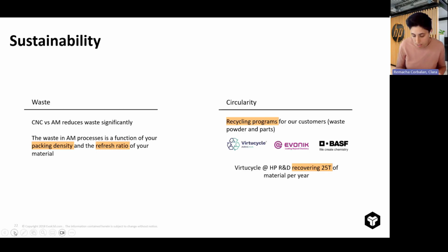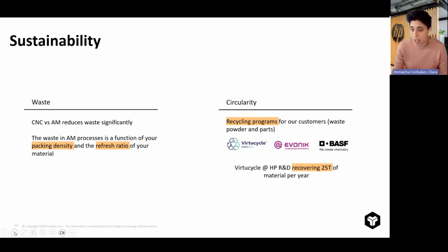Once you have fixed that, if you end up generating some waste in terms of powder that you cannot reuse, I also wanted to touch on the recycling programs that we are using. We are working with the main material suppliers, Arkema, Evonik, and BASF, and basically what they are working on is taking waste powder, but also waste parts, and turning them back into pellets for injection molding.